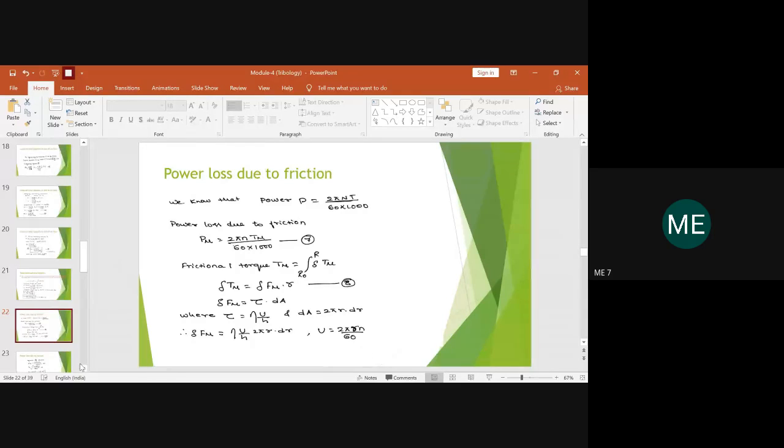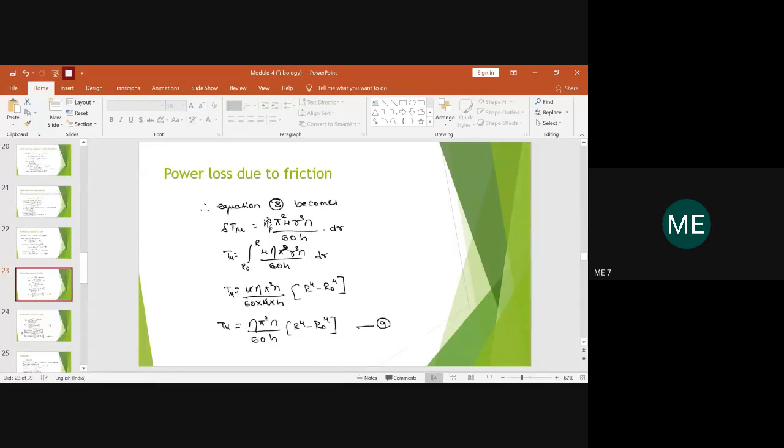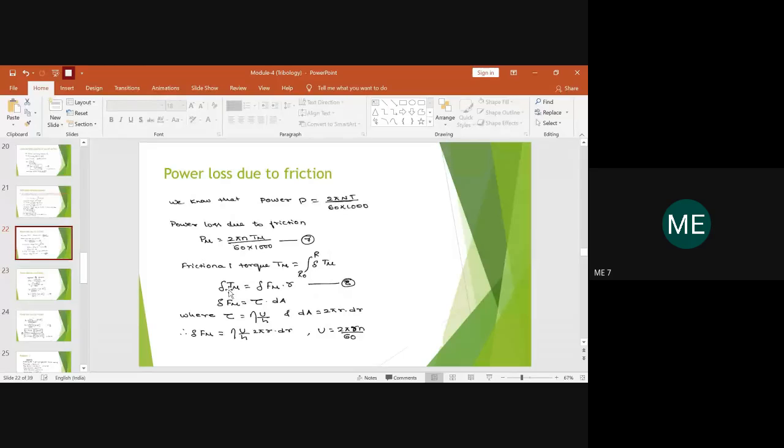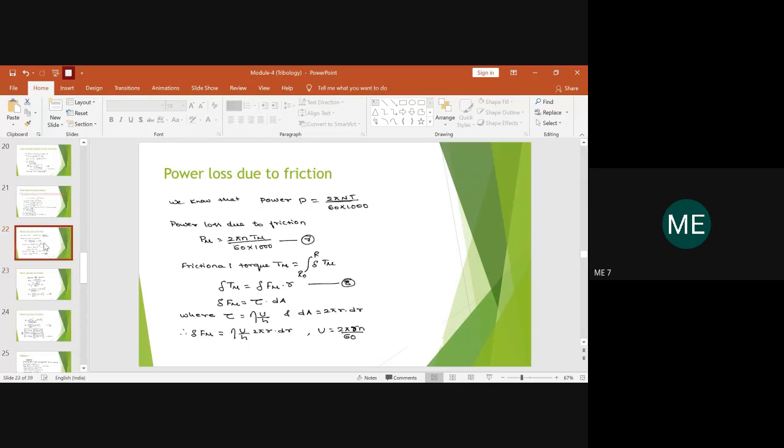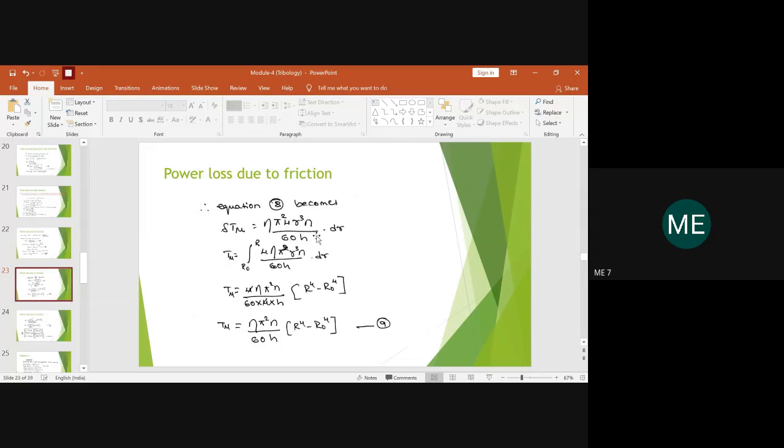Once you figure this out, you will come back to equation number 8. This is our equation number 8, right? You will substitute the values into equation number 8. So how will you substitute? You now have the value for the variation in the frictional torque, which is mu u by h into 2 pi r into dr. You will substitute the same over here in equation number 8. So it gets changed in this way.